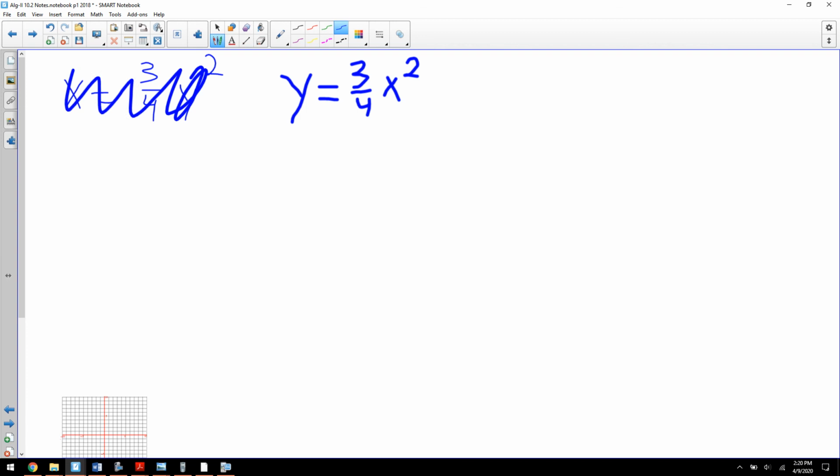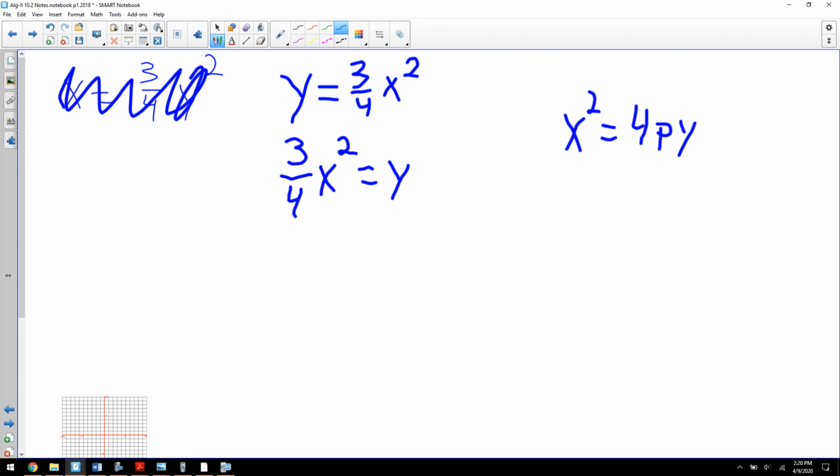Let's change this up real fast. So if we do that, we know it's x squared, so it's either going to be up or down. So we want to move it so that the x squared is on the left. And then we write out our generic form: x squared equals 4py. So I have to move the 3/4, so I have to multiply both sides by 4/3.